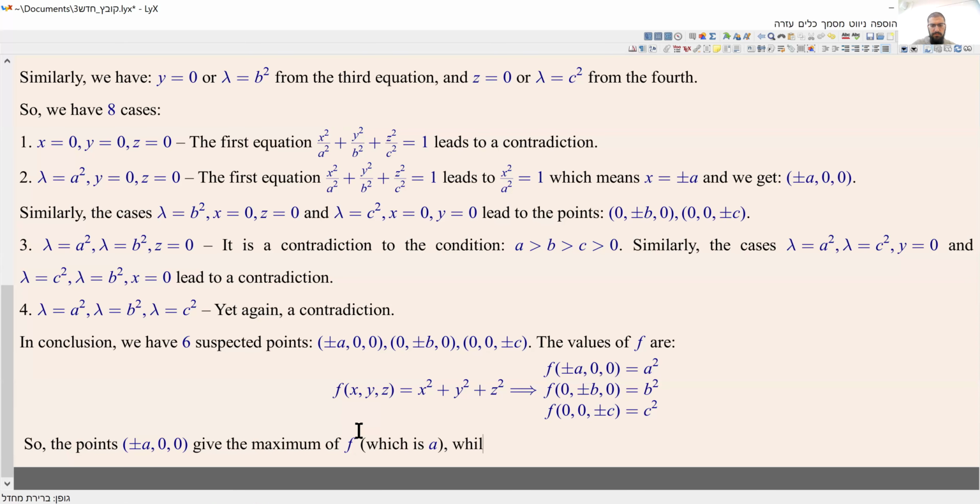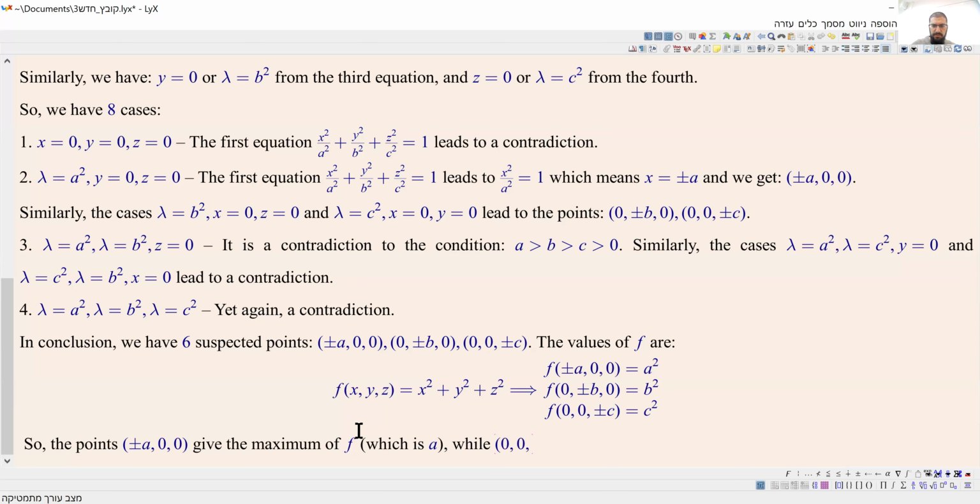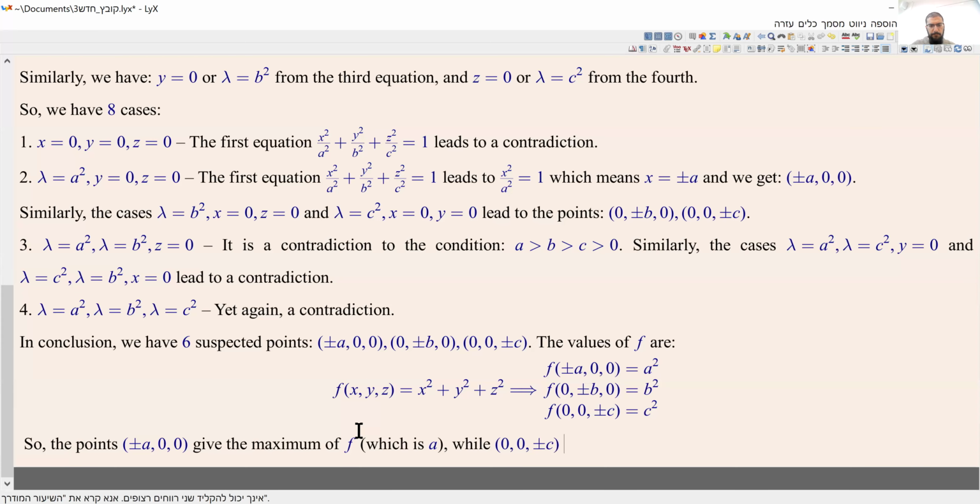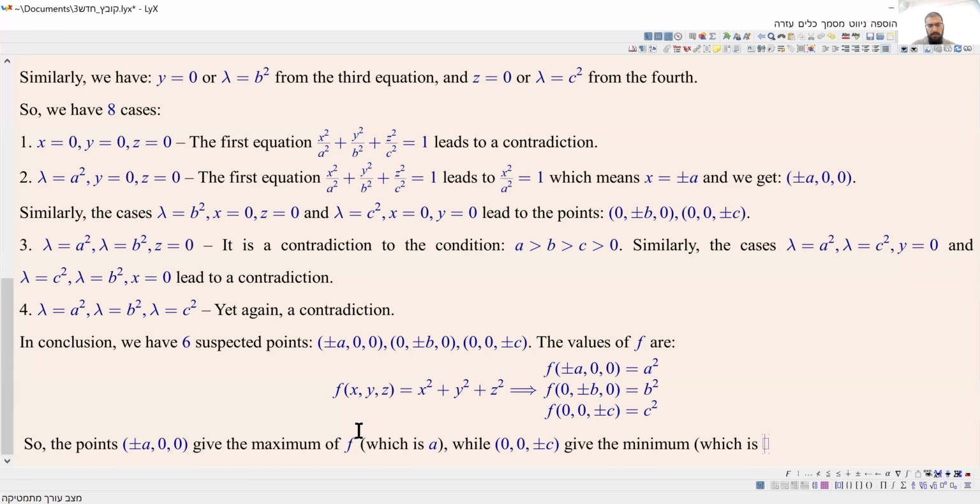while the points with plus minus c give the minimum, which is c squared, by the way. So it's a squared, of course.